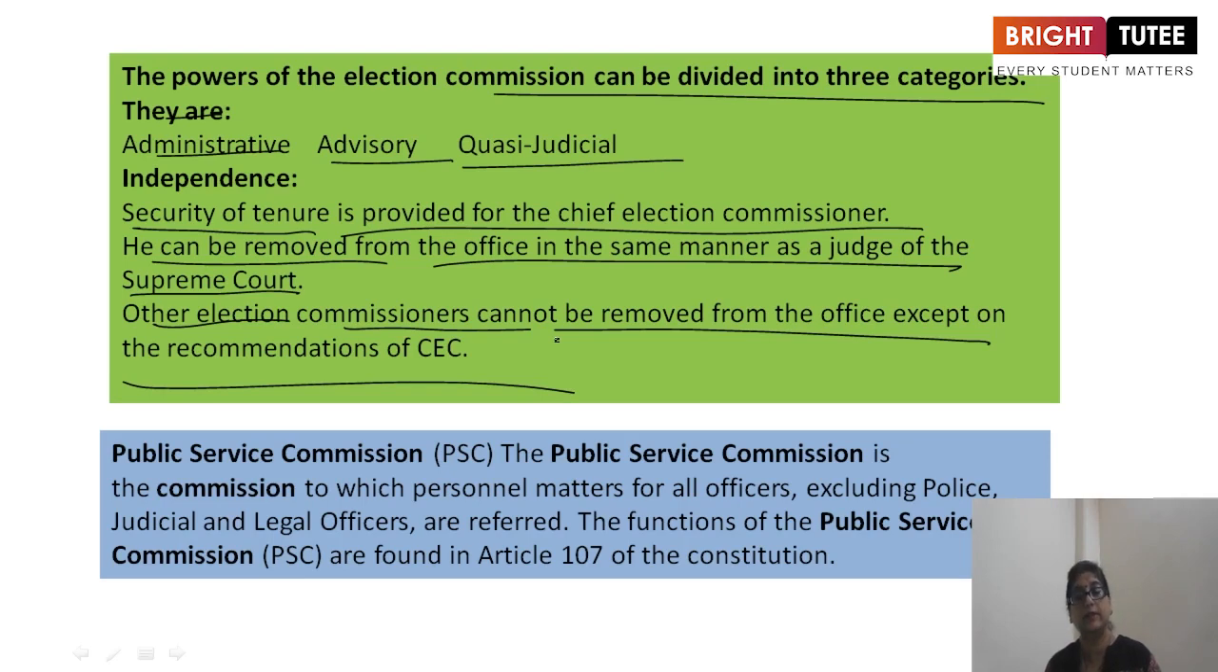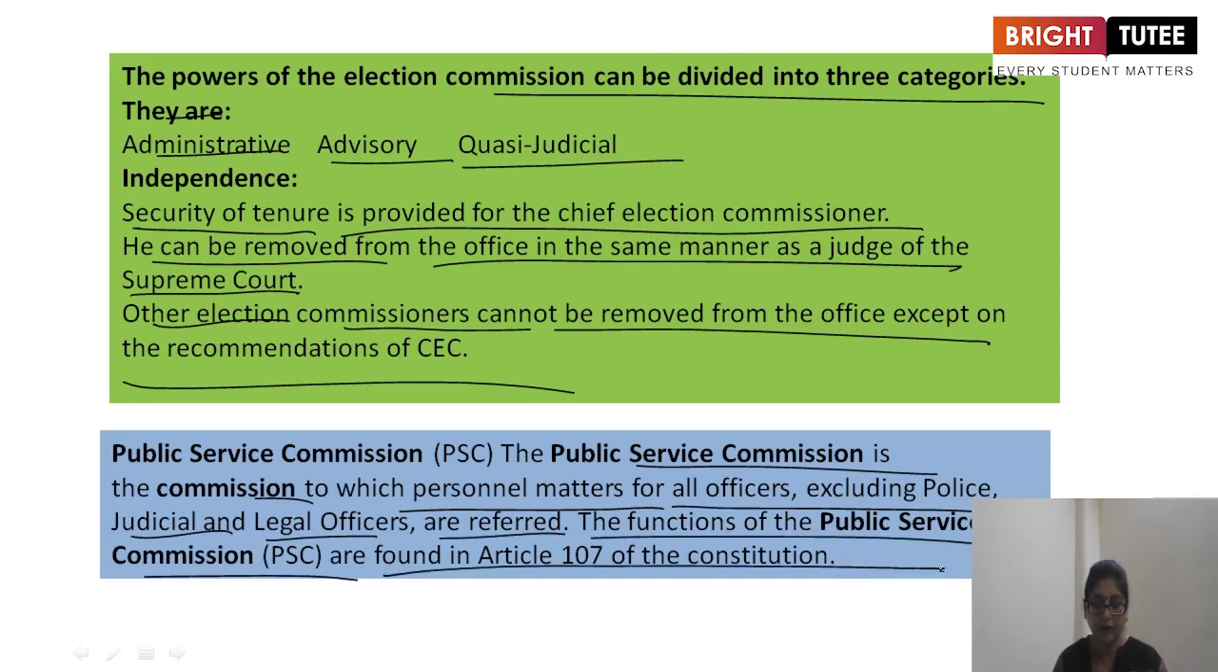And the Public Service Commission. This is also an independent body. The Public Service Commission is the commission to which personnel matters for all officers, excluding policy, judicial and legal officers, are referred. The functions of the Public Service Commission are found in Article 107 of the Constitution.